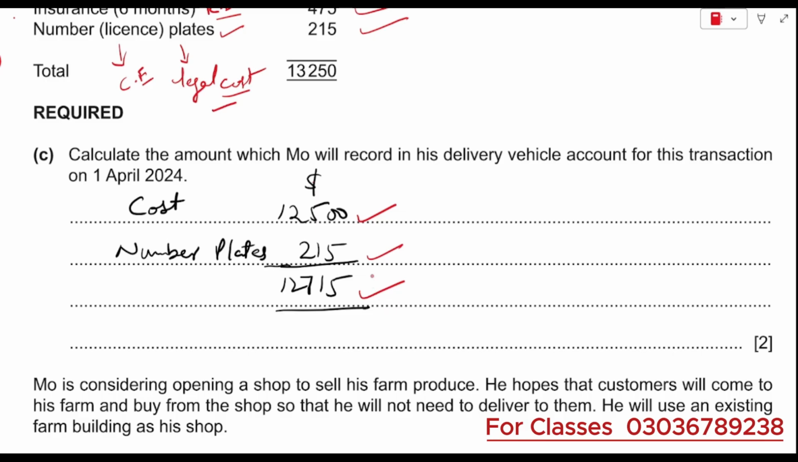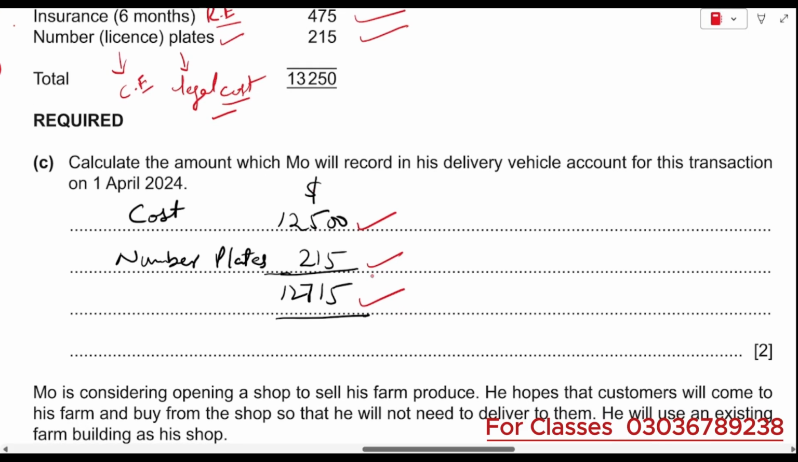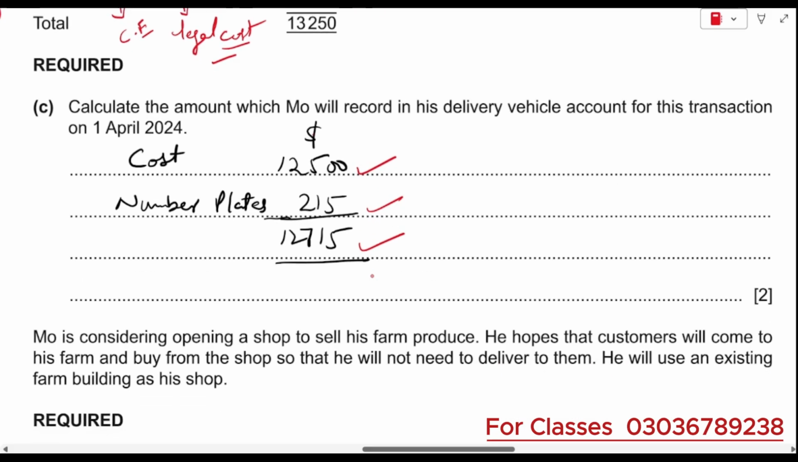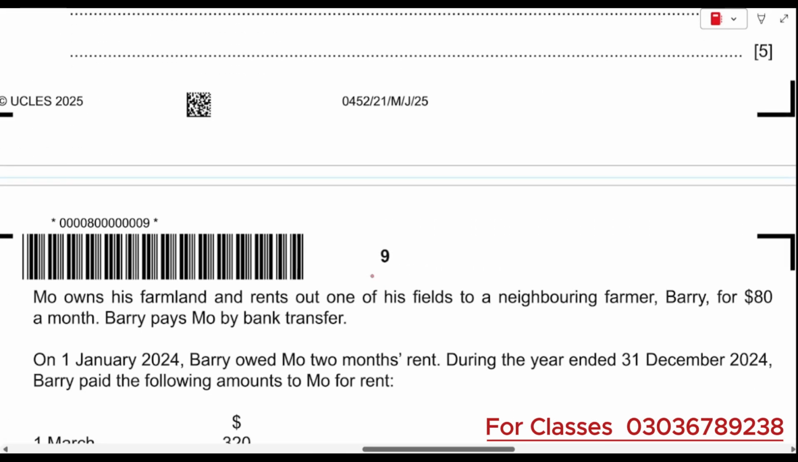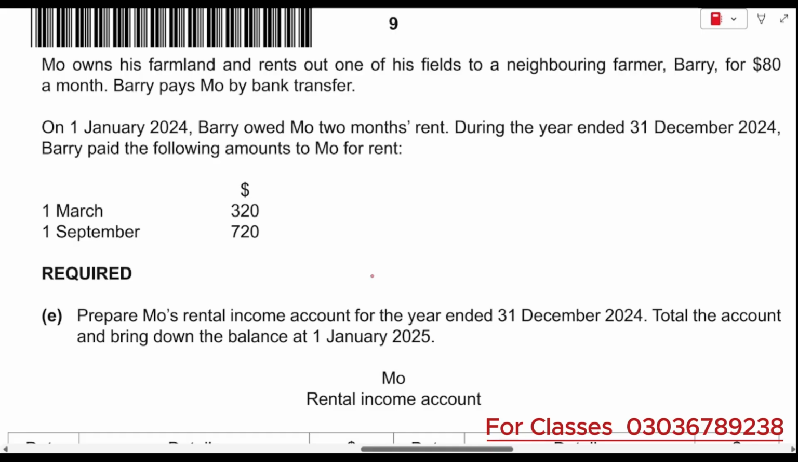12,715 will appear as the cost of delivery vehicle. Delivery vehicle account will be debited for 12,715. Okay, now we move to part E of this question, where we have to make a rental income account.